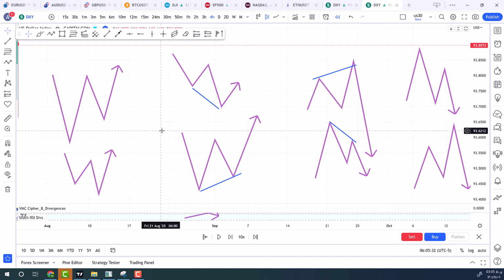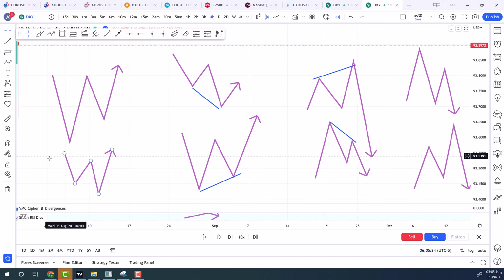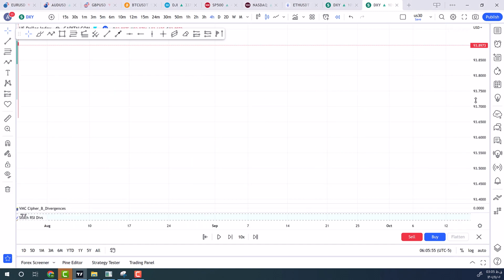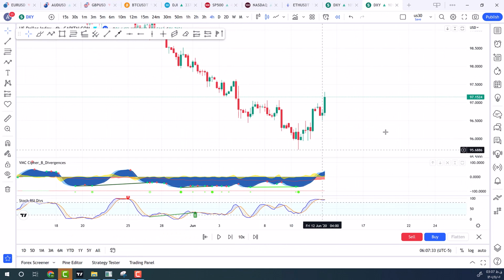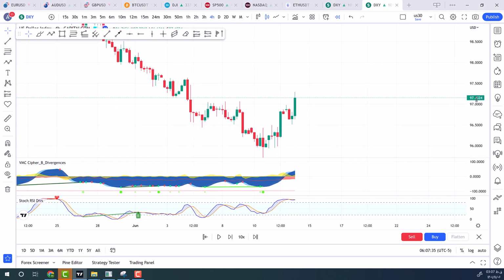Let's get to it. So it's that simple. Don't mix things up for yourself. We are just going to use these kinds of divergences in lower time frames, for example 5 minute or 15 minute, in a 4-hour POI that we mark with our Fibonacci tools plus market structure. Now let's start here and forward test this strategy.